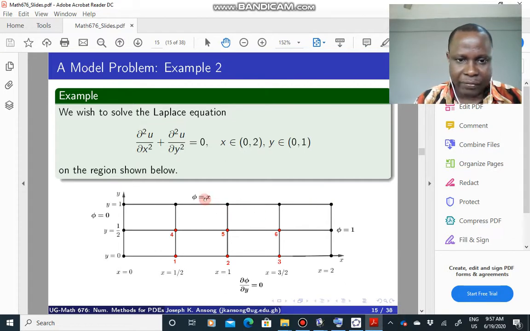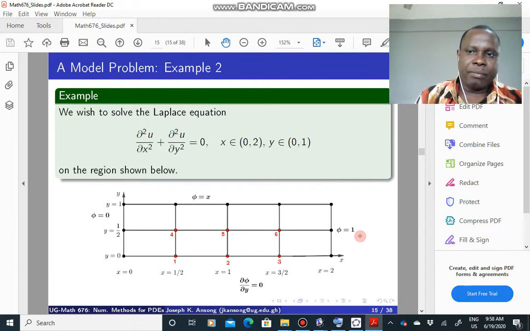Along the top boundary, phi is x. So here the value of x is 1/2, so phi is going to be 1/2 here. Phi will be 1 here, phi will be 3/2 here, and phi will be 2 there. Then along this side, phi is equal to 1, so phi is equal to 1 here, 1 here, and phi is equal to, of course, x here, 2 here. So phi is 1 and 1. All right, so let's see how you develop this.